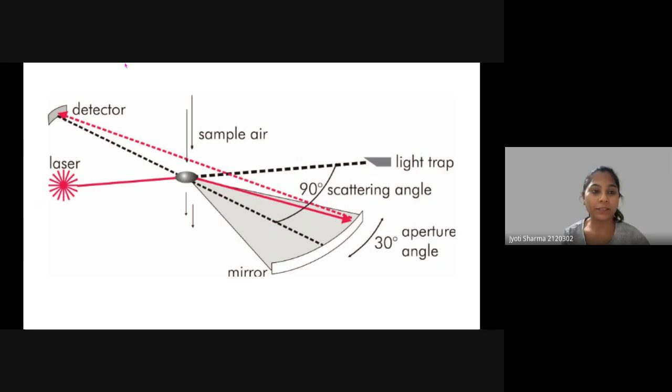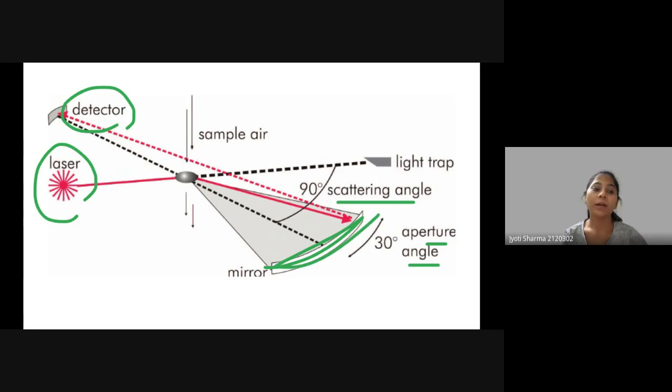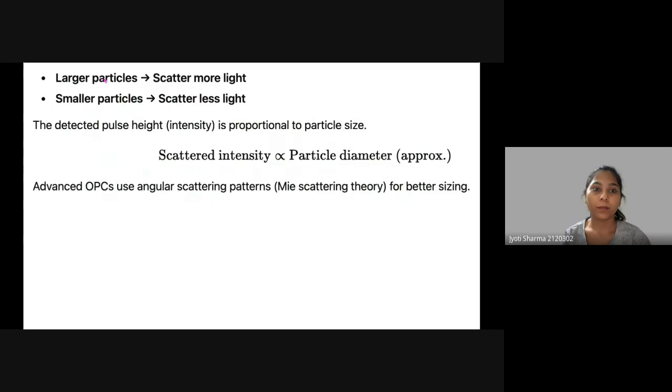So this is something like that. We are having the laser. We are sampling our air that has the particulate matter. This is the detector, so this will give you different angle. So we are having a scattering angle, then we have aperture angle, based on this mirror that we have put here, and that's how there will be some signal, and whatever signal we got, this will give you the particulate matter size.